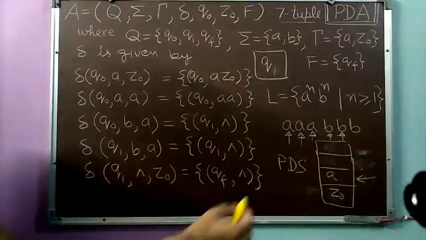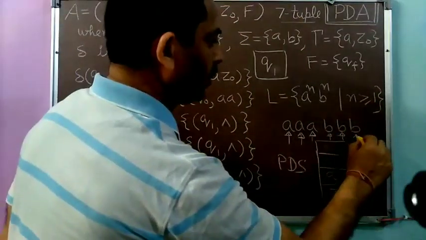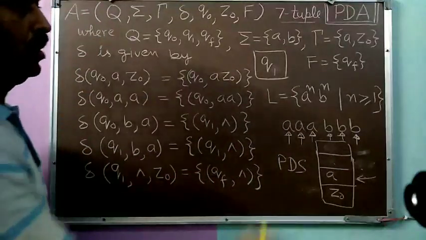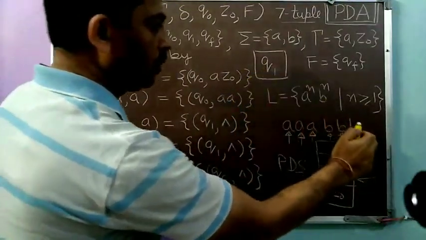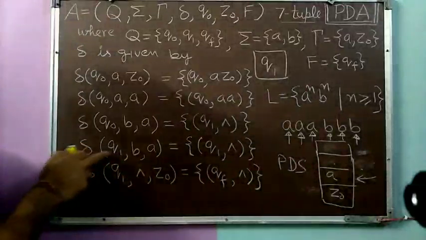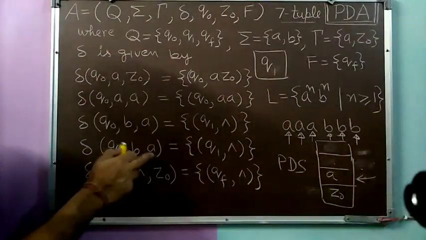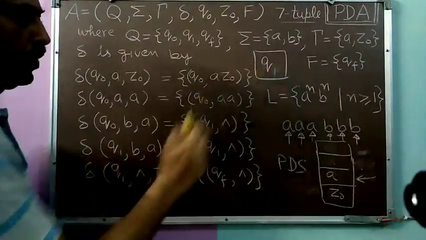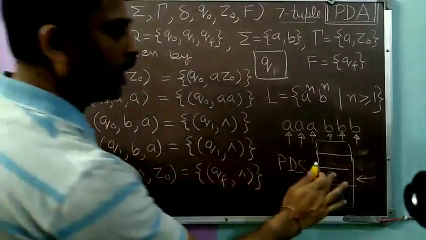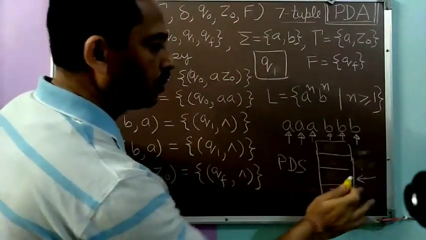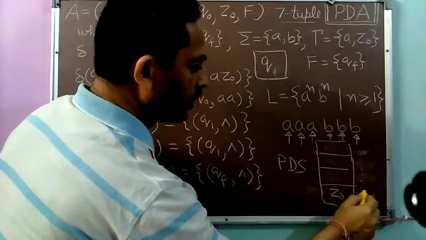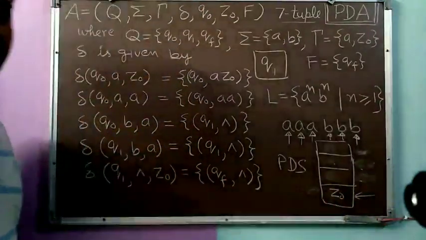Then again I am reading the next symbol, that is again B. So I am again getting the situation Q1, B and A. So again this rule is applicable, Q1, B, A. I will remain in the Q1 state, and writing null means I am erasing the topmost symbol and my top is coming back to this Z0.